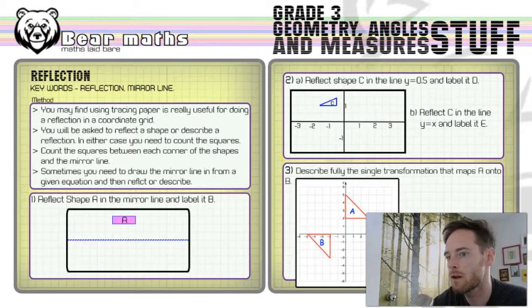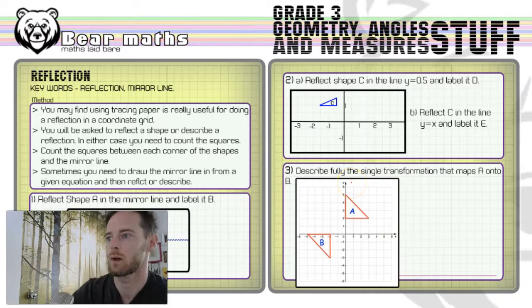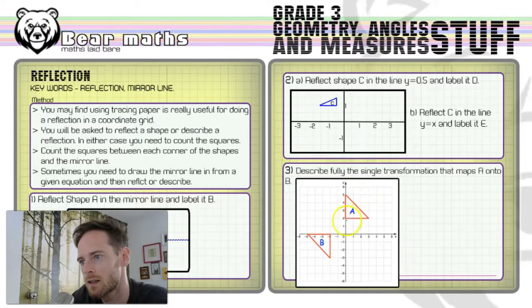Right, and the third and final one, sorry, everything has to disappear there because I need to move myself over, and describe in this question, it's another description one, describe fully the single transformation that maps A onto B. Okay, so what you can see is there is no mirror line that's been drawn on there. We have to figure out what that mirror line is. All right, but this is definitely a reflection, obviously, because it's in a reflection video. But you can see that this image has been flipped onto this side somehow.